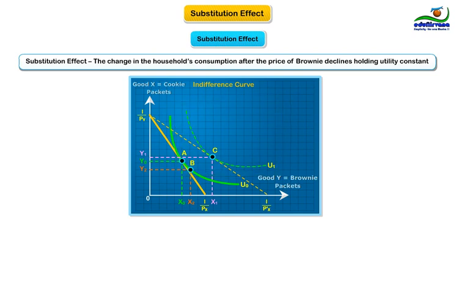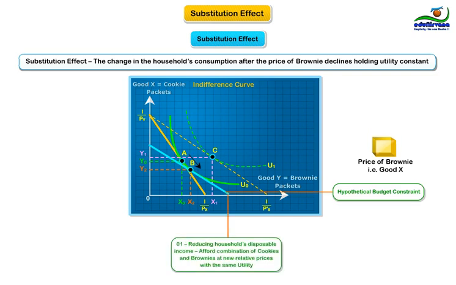Let's spend a minute here. Here we are reducing the household's disposable income such that they can just afford to purchase a combination of cookies and brownies at the new relative prices, but receive the same utility as they did before the price change. This new budget line is tangent to U0 at point B.